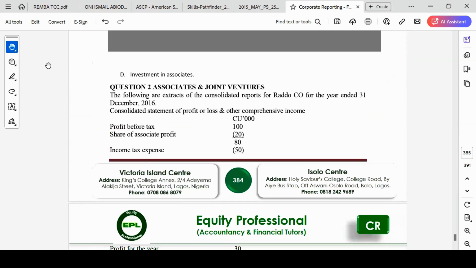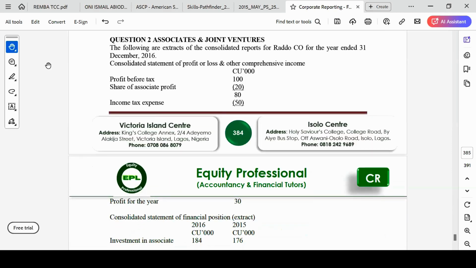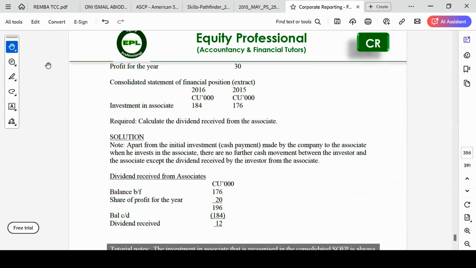They said the following are extracts of the consolidated reports for Radoco for the year ended 31st December 2016. And the consolidated statement of profit or loss and OCI. We're given the PBT, the share of profit, income tax, profit for the year. Now, your consolidated statement of financial position, investment in associates, opening figure is 176. Closing is 184. The difference between 176 and 184 should be 8.